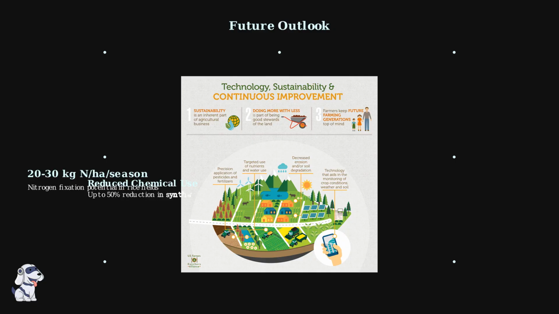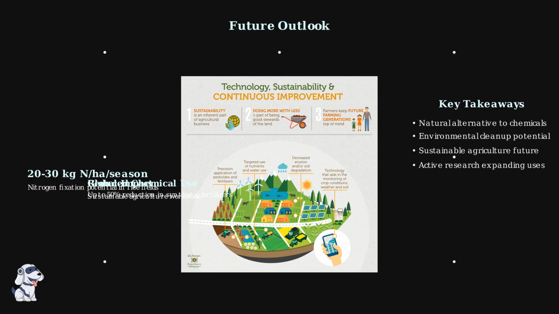Research shows potential nitrogen fixation rates of 20 to 30 kilograms per hectare per season in rice fields, with possibilities for reducing chemical fertilizer use by up to 50% globally. These trends highlight Anabaena's potential to address major environmental challenges. From replacing harmful chemical fertilizers to cleaning up pollution, these tiny organisms could play a huge role in creating a more sustainable future.